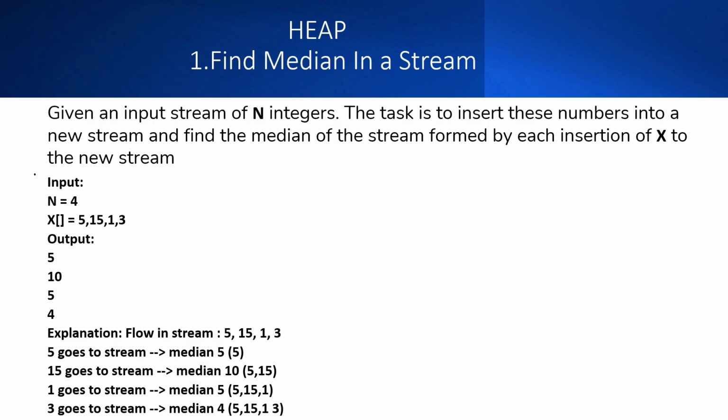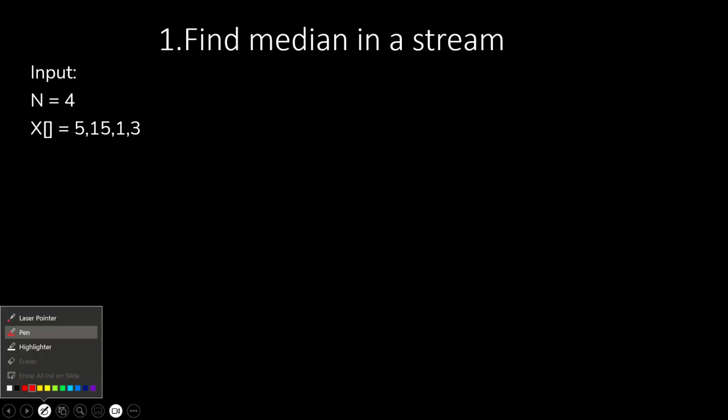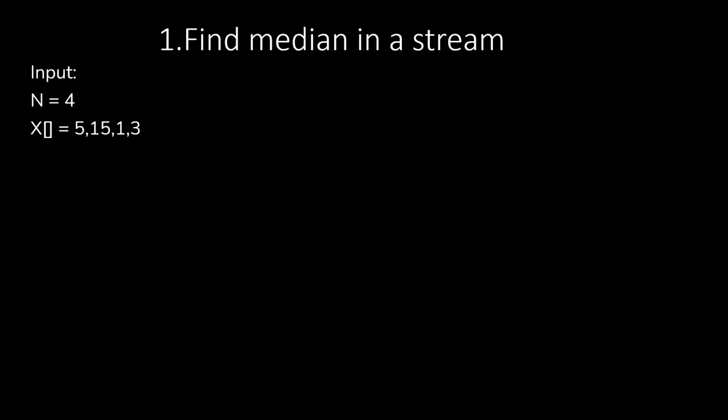Now, coming to the meaning of the question, it is saying we have to find a median in a stream. Stream means the elements will be coming one by one in order. Whenever those elements come, we have to find the median. Let's take one example. This is not an array, it is a stream of elements. First is 5, then 15, 1, 3. For odd length of stream and even length of stream, we have different outputs.